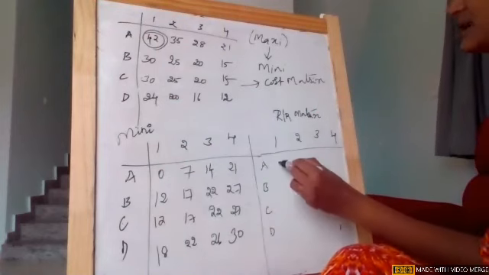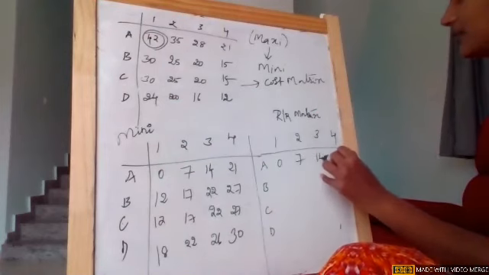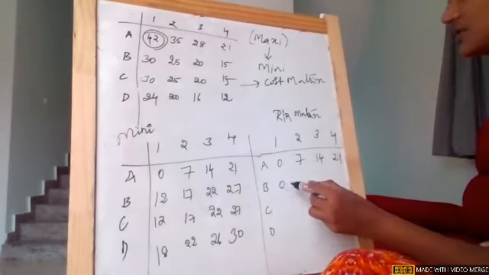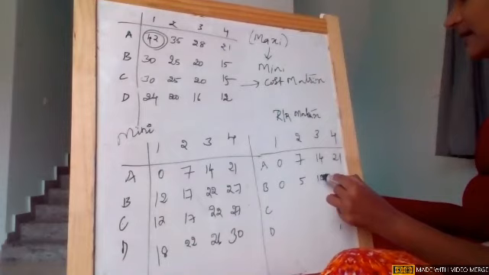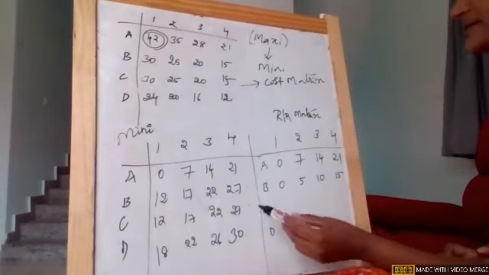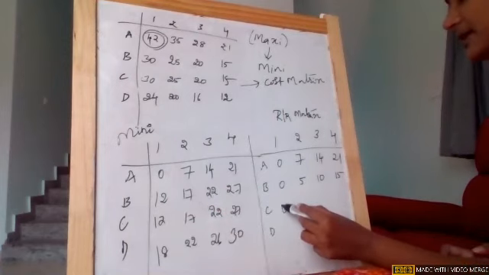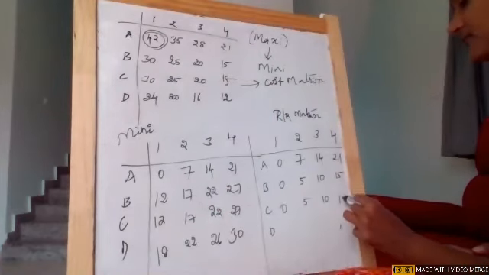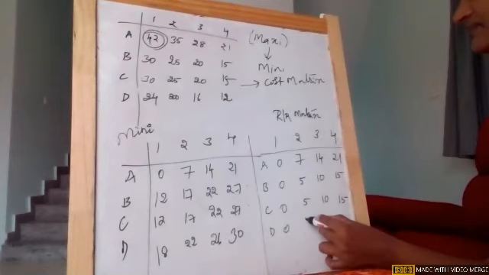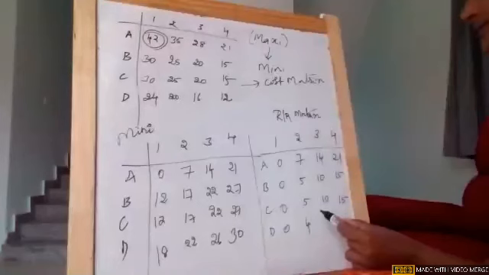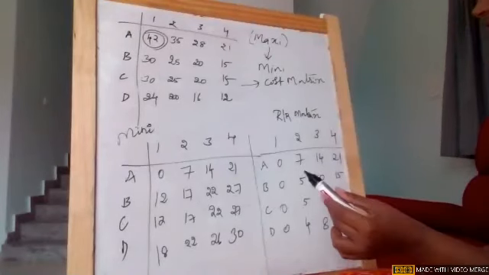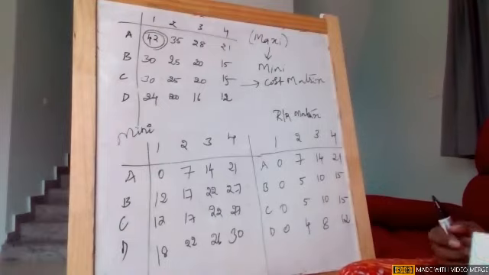So when it is row reduced matrix, the first row, as it is having 0, remains unchanged. Second row, the smallest value is 12, so 0, 5, 10, and 15. Then next smallest value is obviously 12 again, so 10 and 15. In the fourth row, the smallest value is 18, so 0, 4, 8, and 12. So this is how our row reduced matrix looks.